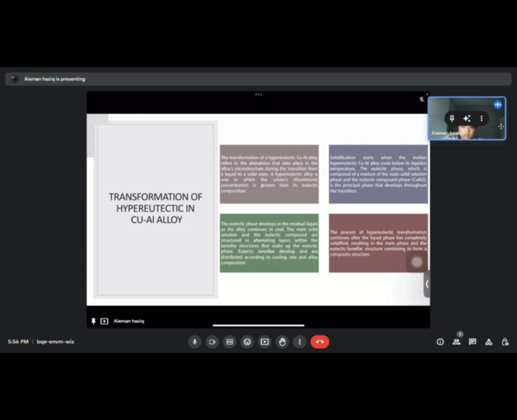In the lamellar structure that makes up the eutectic phase, the primary solid solution and the eutectic compound are layered alternately, and the distribution and development of eutectic lamella depends on the cooling rate and alloy composition. So the last point is, after the liquid phase has fully solidified, the hypereutectic transformation process proceeds, merging the main phase with the eutectic lamellar structure to create a composite structure. Okay, so let's move on to the microstructure and cooling curve.